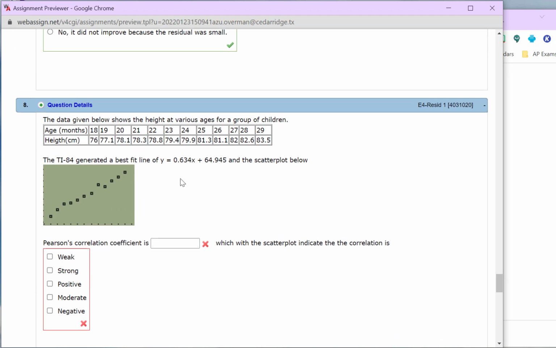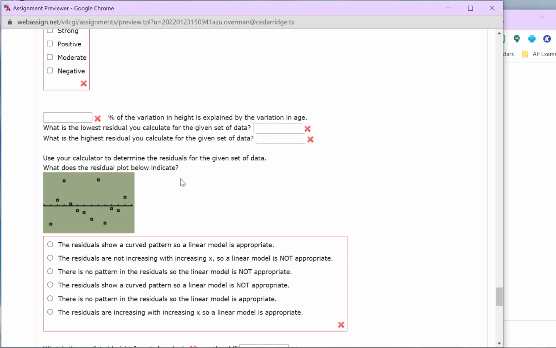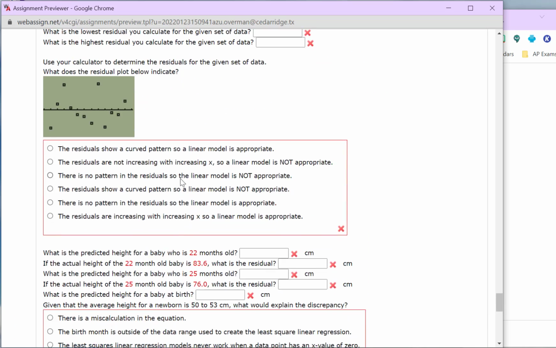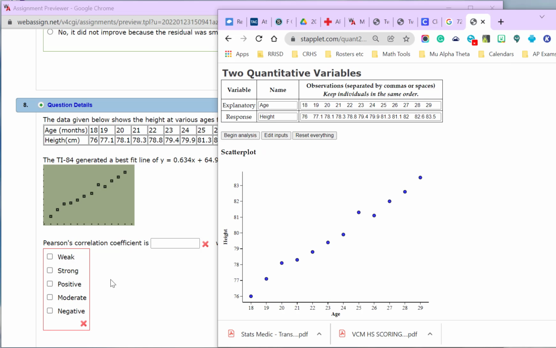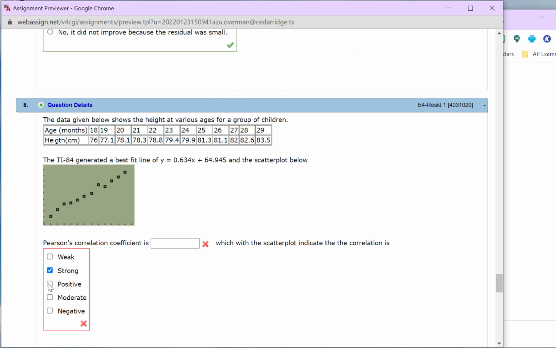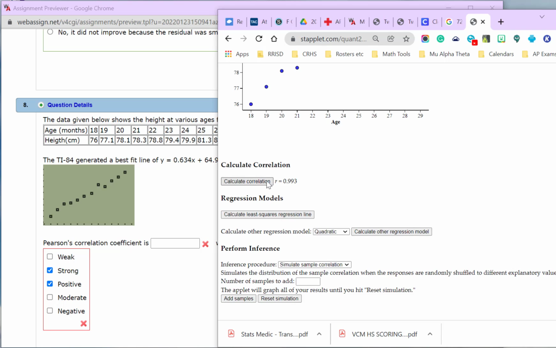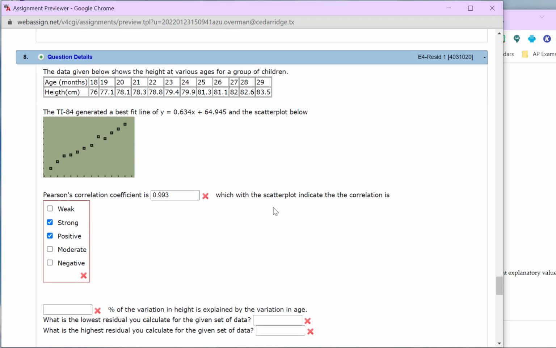Okay, so Pearson's correlation coefficient is, let's see. Considering we do not have the data, oh, all right. So what that means is I got to go look over here. And honestly, that looks strong, right? And positive. I don't need to know the numbers. That's pretty strong. And let's go ahead and look at the correlation coefficient, 0.993.